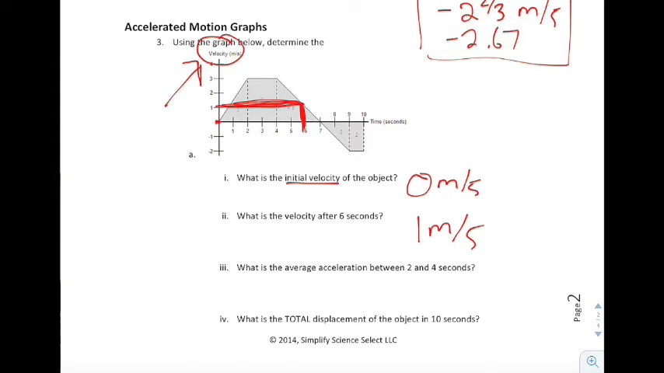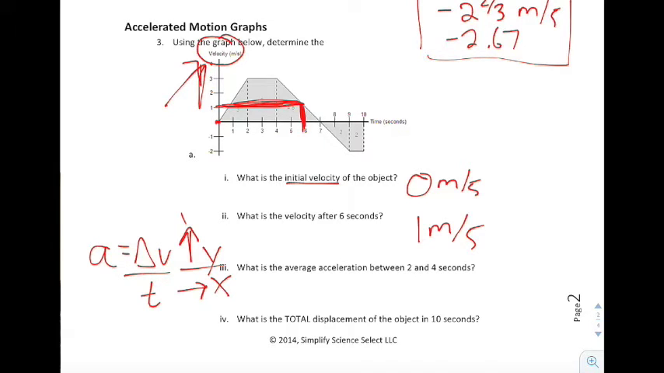Now the next one says, what is the acceleration? Now remember, acceleration is the change in velocity over time. So when I change velocity, what I'm talking about is my rise in the y. And when I talk about time, it's my run in the x. So when I find the slope of a velocity versus time graph, this will actually give me the acceleration.